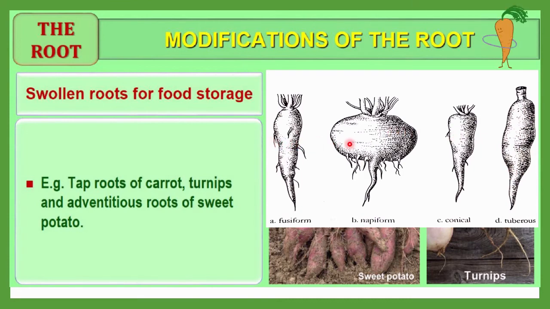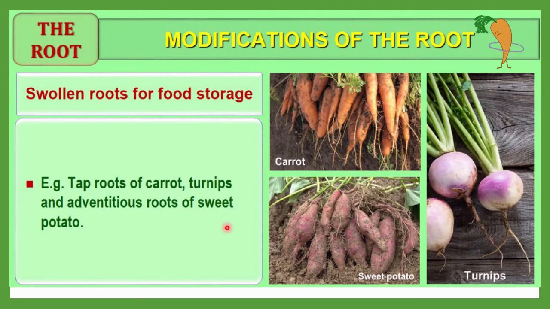After food storage the root will look like this, and if it has this structure, it is called a fusiform root. Then this is a napiform root, this is the conical root, and this one is tuberous. Fusiform is found in the radish, napiform in the beetroot or turnips, conical root in the carrots, and tuberous root in the sweet potato. You must remember all these examples. So roots become swollen because of food storage, and here you can see all the examples.